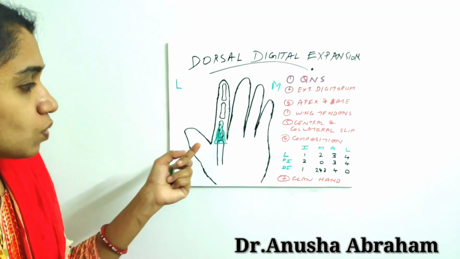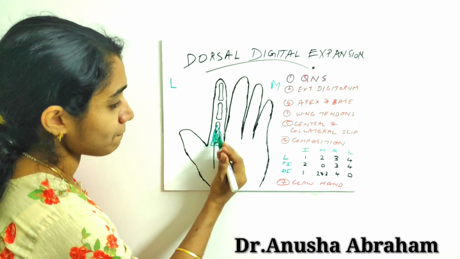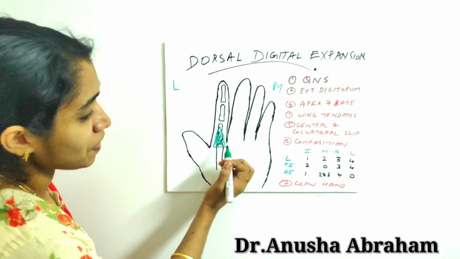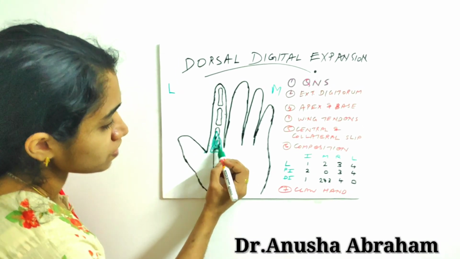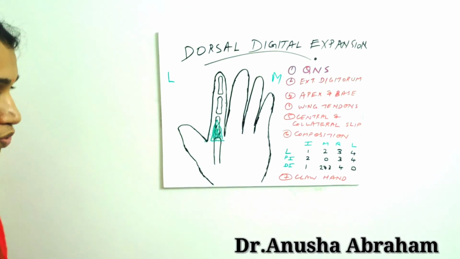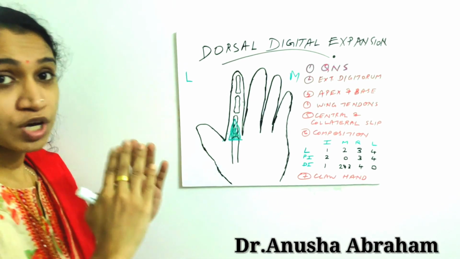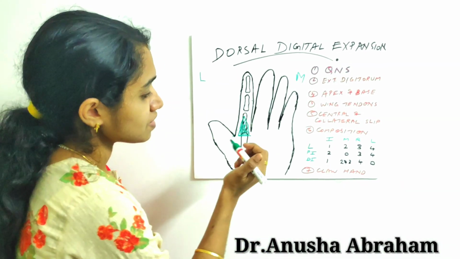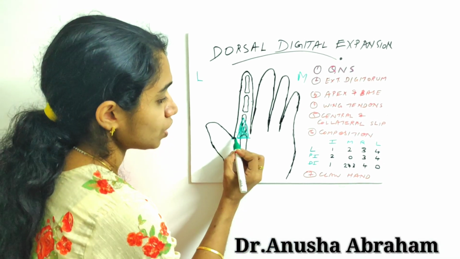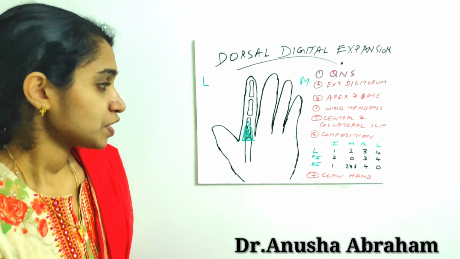Now we'll see the different parts of this dorsal digital expansion. As it is triangular in shape, it has an apex and a base. This dorsal digital expansion will be enclosing the metacarpophalangeal joint also. This is the base, and the base forms a hood. The base is attached to a ligament known as the deep transverse metacarpal ligament, seen somewhere over here.